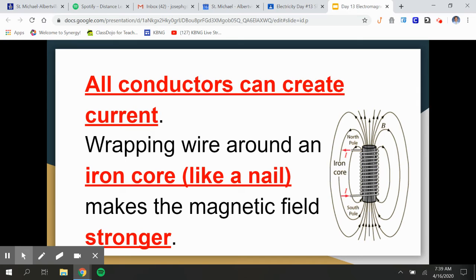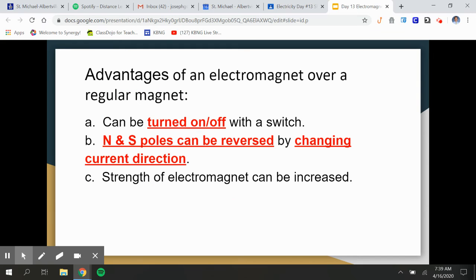So if you ever see, at like a junkyard or anywhere where they're using big magnets that they can turn on and off, or anytime you can turn a magnet on and off, essentially what you're using is an electromagnet, because they're passing a current through some wire with a magnetic core inside, like iron. So they can be turned on and off with a switch. You can reverse the poles if you change the direction of the current. And you can increase or decrease the strength by changing the current. So the higher the current, the stronger the magnet's going to be, and the lower the current, the weaker the magnet's going to be.